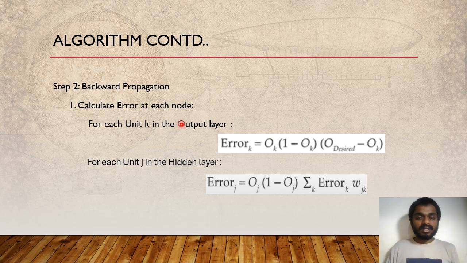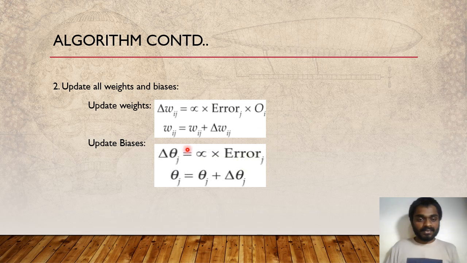For calculating the error at each node, we need to follow these steps. For each unit k in the output layer, the error is calculated as Ok × (1 - Ok) × (desired output - Ok). For each unit j in the hidden layer, the error is calculated as Oj × (1 - Oj) × summation over k of the error obtained in unit k and the weight from j to k. And finally, we need to update all weights and biases.